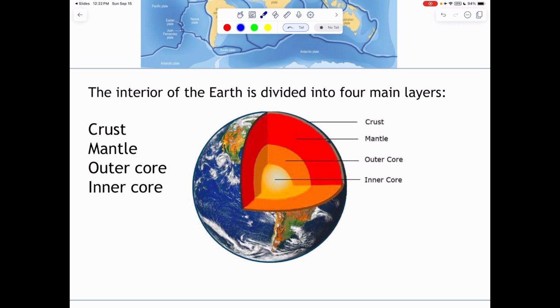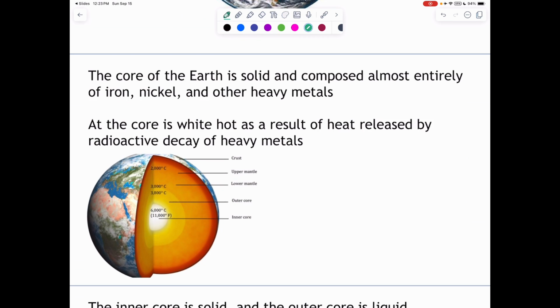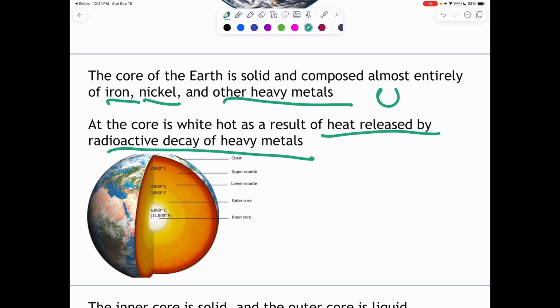Now, all of you have learned this before, most likely back in middle school, but our Earth is divided into four main sublayers. We have our inner core, our outer core, our mantle, and our very, very thin crust. Now, our core is solid, and it's primarily composed of iron, nickel, and other heavy metals. Uranium is one of those heavy metals, and all of those heavy metals are going through radioactive decay. And because they're going through this radioactive decay, they're releasing so much heat. So because of all this heat that's released, this core is super hot. It's actually hotter than the surface of the sun in here. Extremely hot, which is causing the melting of everything around it.